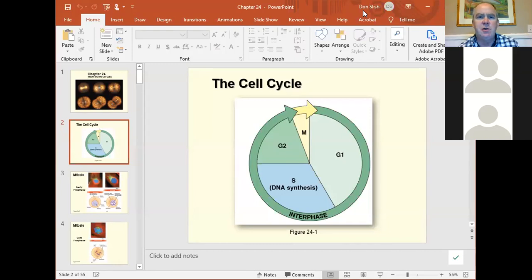Here's my chat window. I feel like I should have it up. I'm sorry, I hate to keep stopping us, but I'm trying to find where the chat stuff is. Oh, I can do polls. Life is good. Chat, there it is. Chat window. Okay.